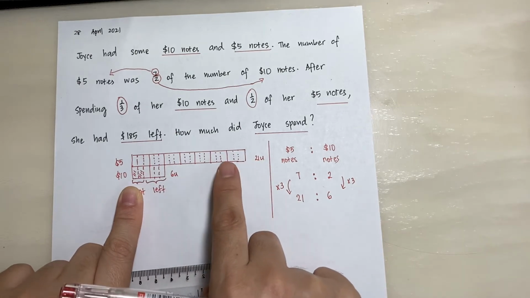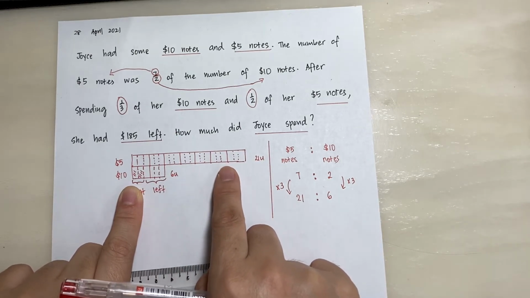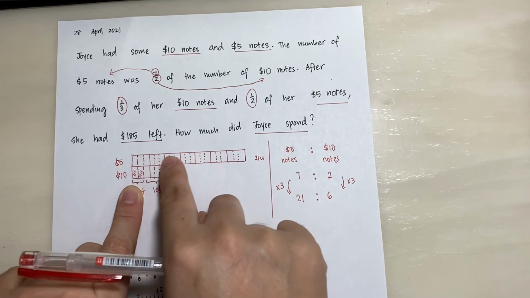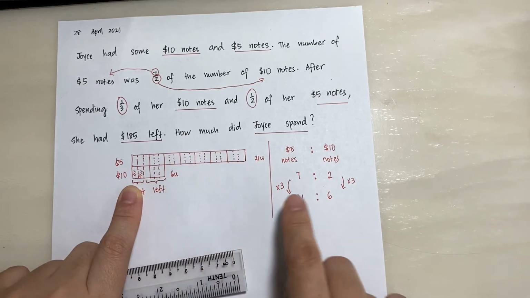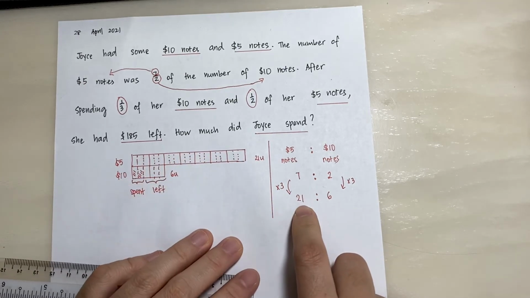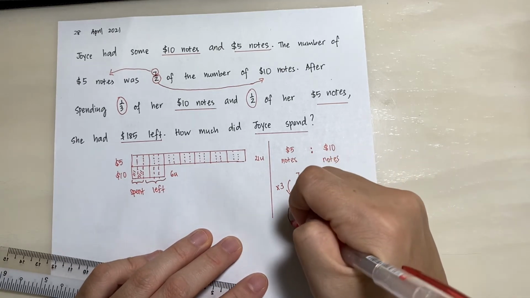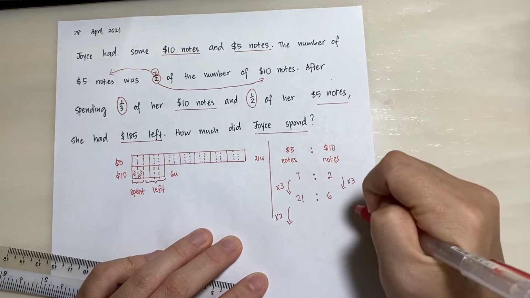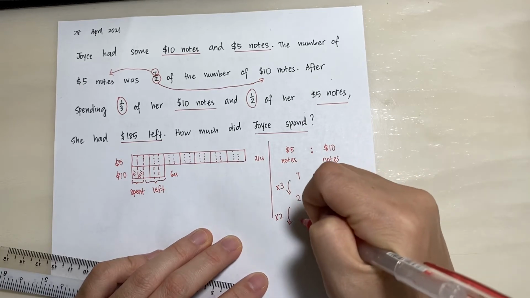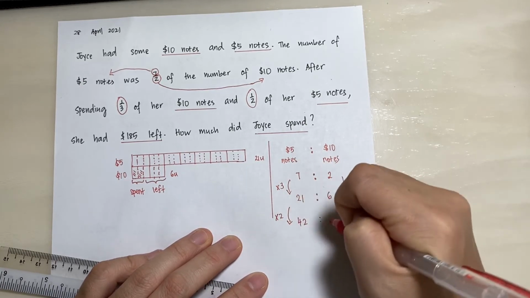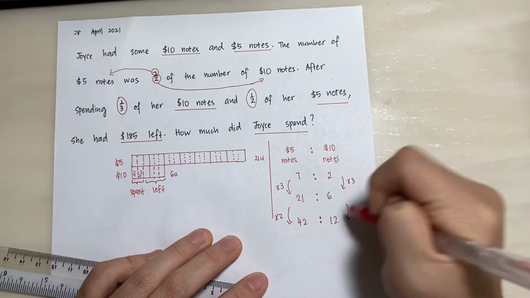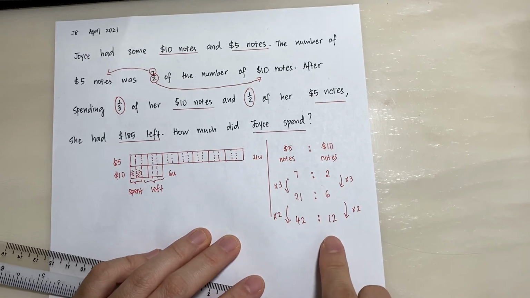But remember I told you that we have a problem that we are unable to cut the $5 bar model into half. So what we can do here, 21 cannot be divided by 2 exactly. So what we can do is we can times 2 again. When we times 2, we would have 42 is to 12. Now in this way, these are the numbers that you can work with.